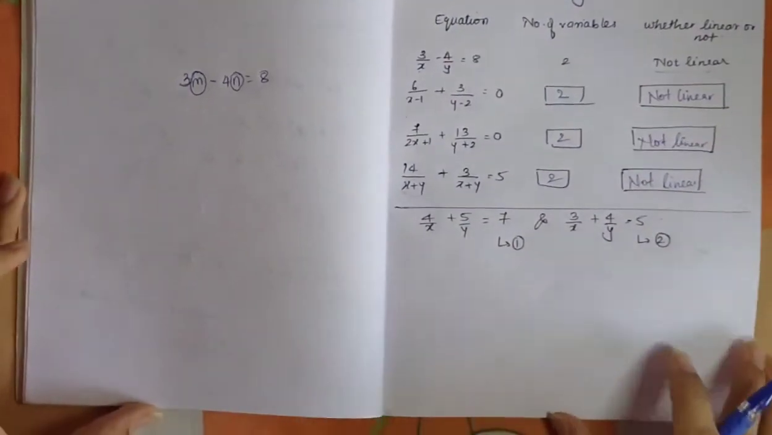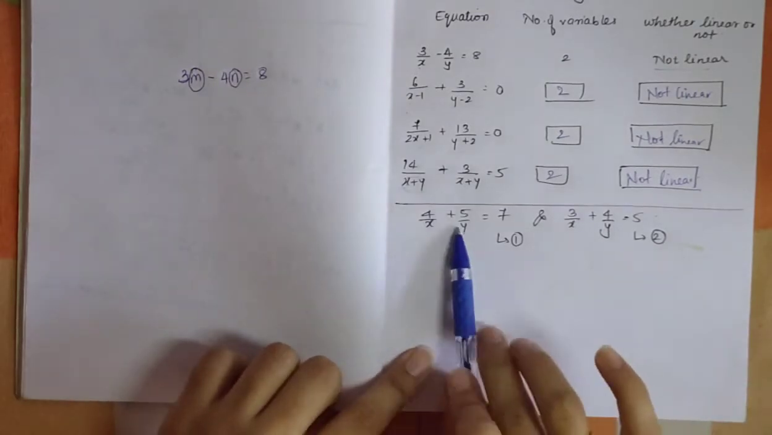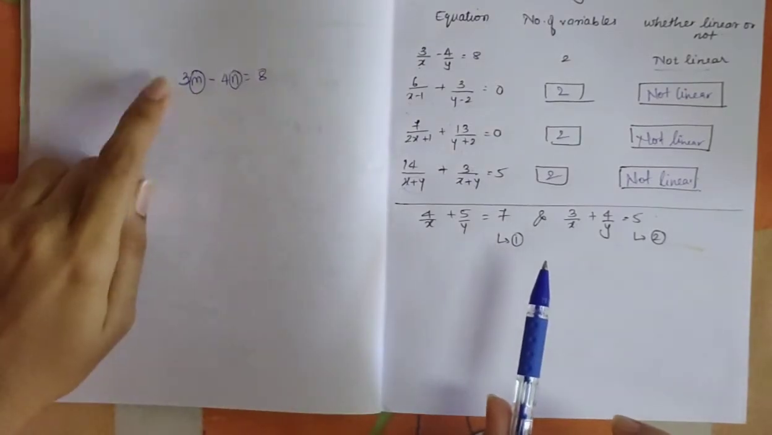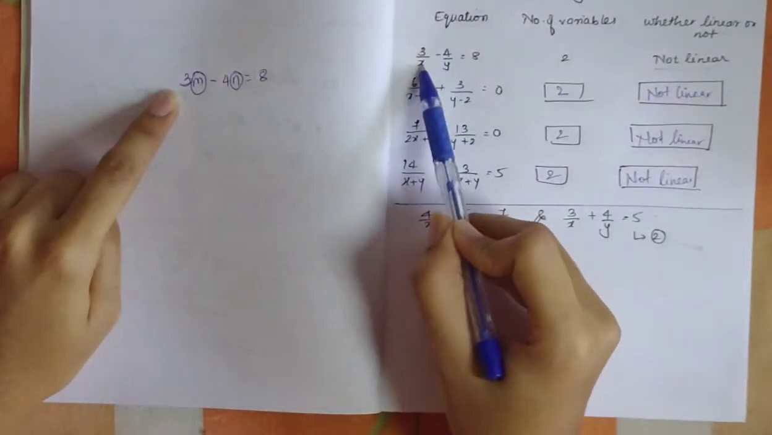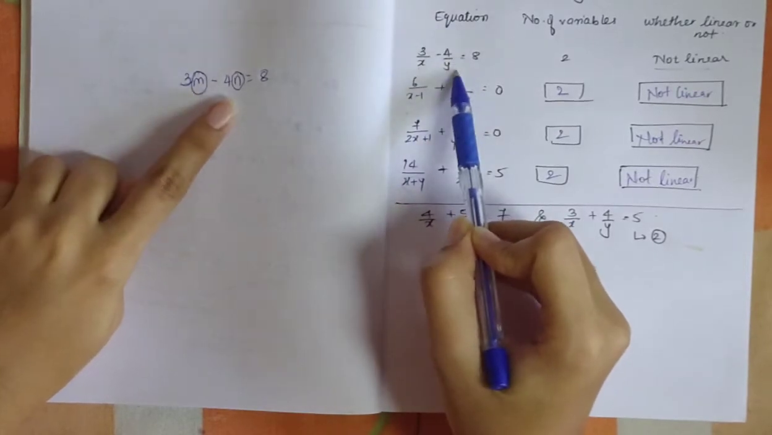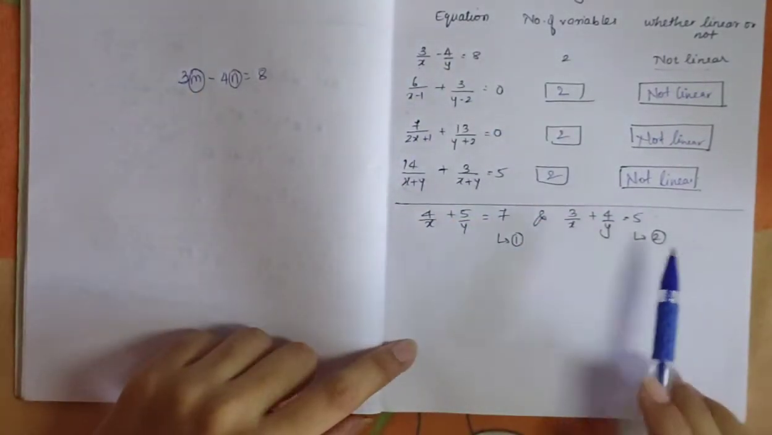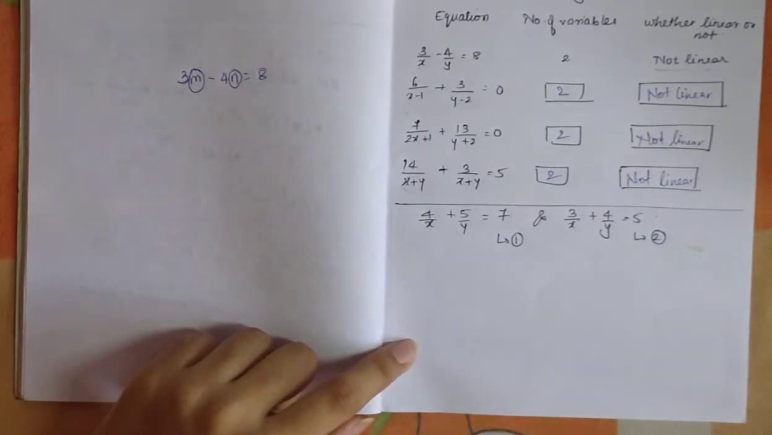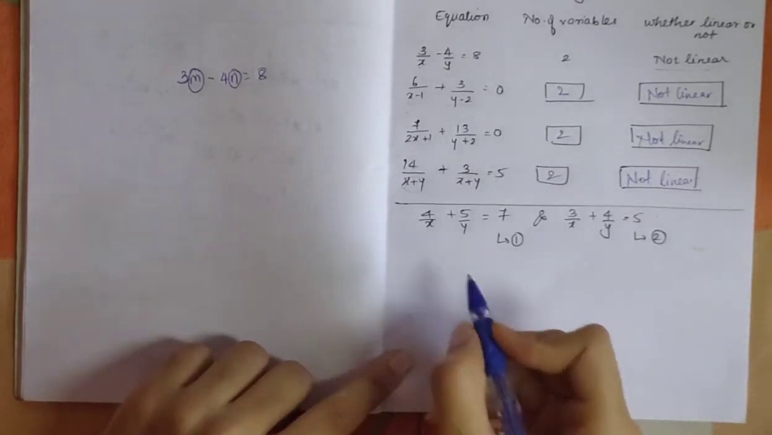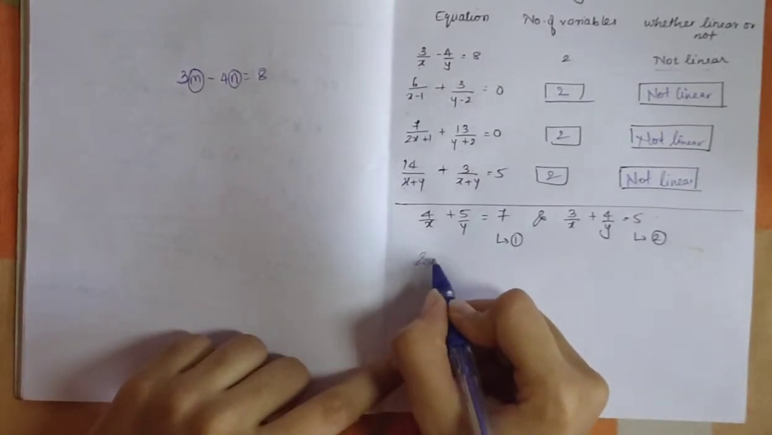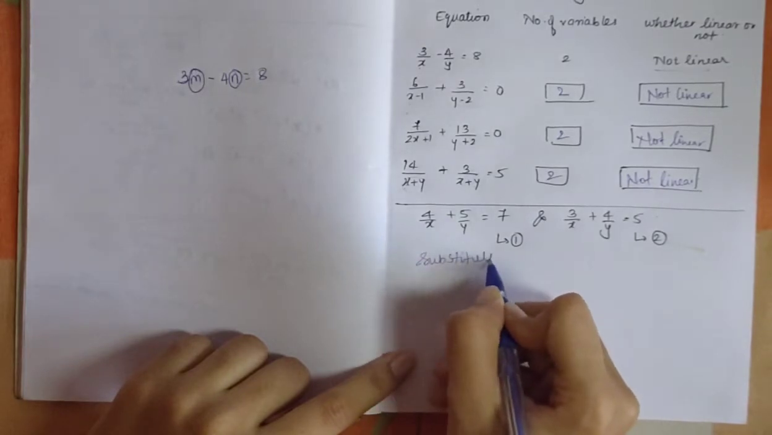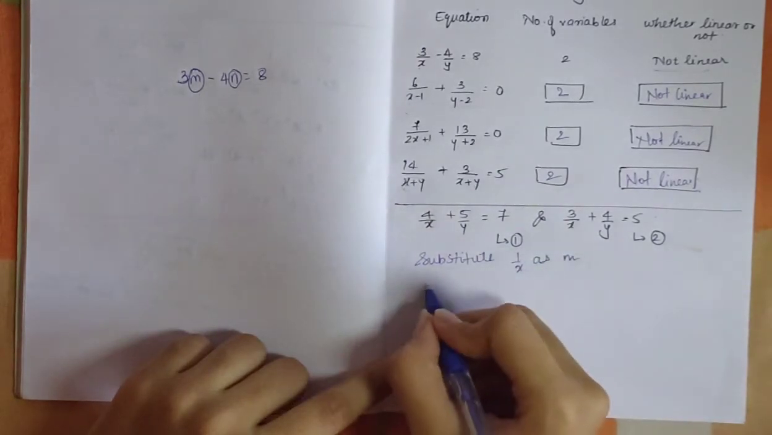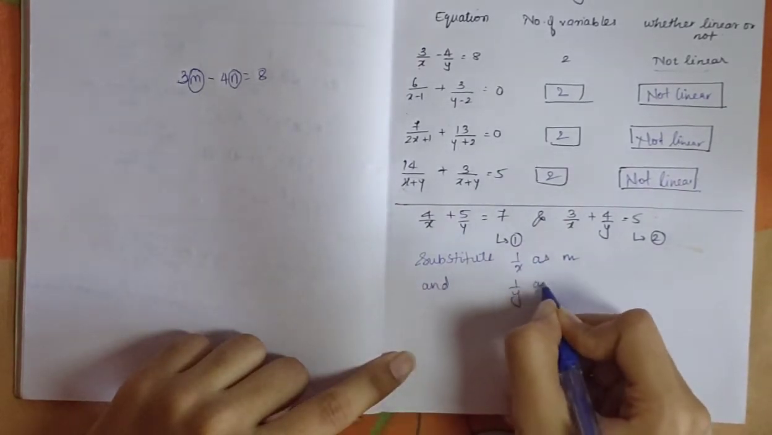Now we'll start solving the sums. This is a non-linear equation. We'll first convert it into a linear equation, as I've shown you in this part. What did I do? I substituted 1 by x as m and 1 by y as n. Similarly, we'll do here, and we'll first convert them into linear equations and then solve them as simply as it was in the previous exercises. Okay, so let's start. First, I substitute 1 by x as m and 1 by y as n.